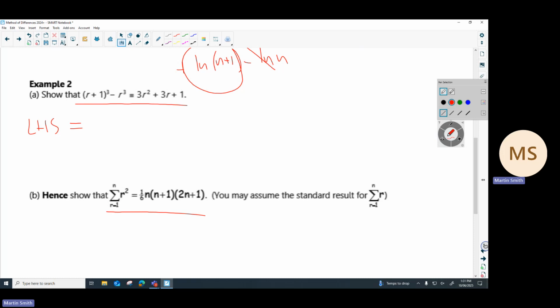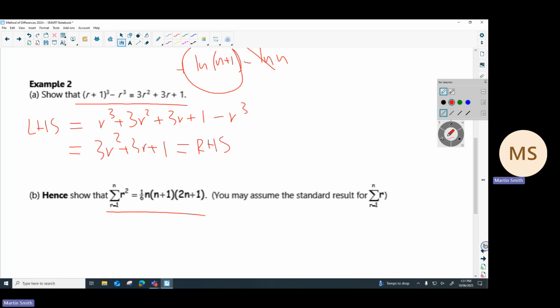So by doing a binomial expansion, or by just writing 3 brackets down and multiplying them together, (r+1) cubed: the first term is r cubed, the second term is 3 choose 1, which is 3, times r squared multiplied by 1, so that's 3r squared. Plus 3 choose 2, which is 3, times r times 1 squared, so that's just 3r, add on 1 cubed, which is 1. And I've got to take away r cubed. So the r cubes cancel out, and I will get 3r squared plus 3r plus 1 as was required. So I've shown that the left-hand side is the same as the right-hand side.